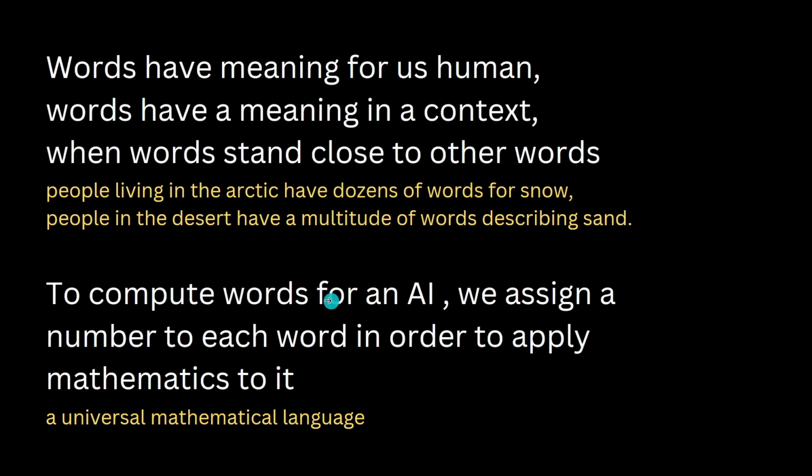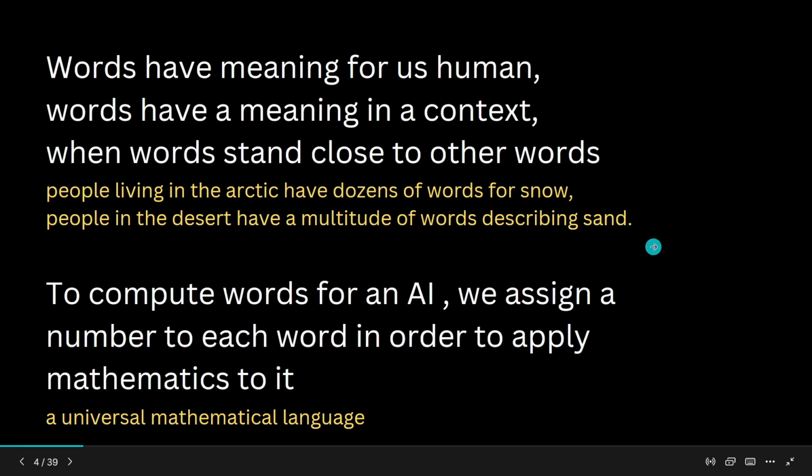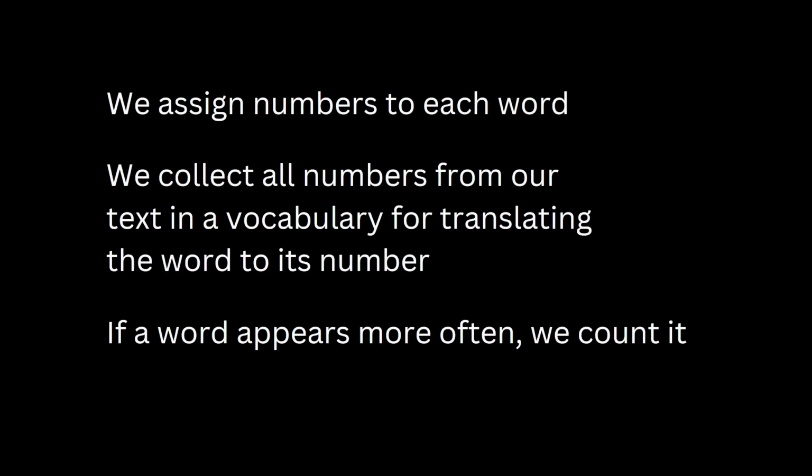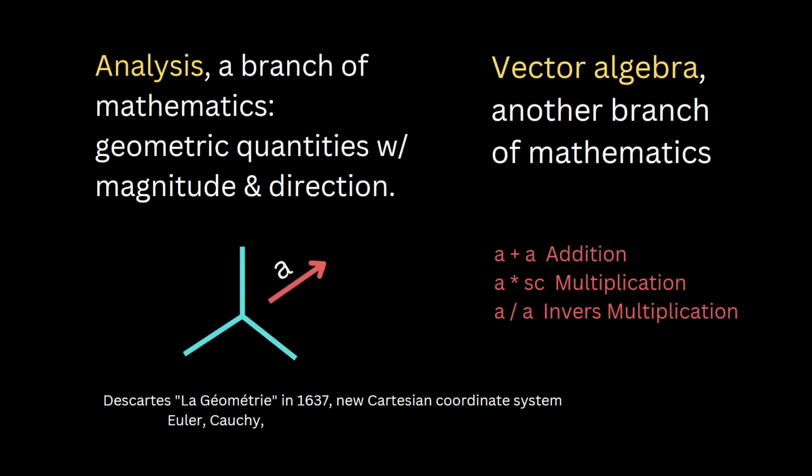So to compute words for an artificial intelligence who has no idea of English, we assign a number to each word in order to apply mathematics to it. So to have a universal mathematical language. And the first thing is statistics. We assign a number to each word. Then we collect all numbers from our text in a vocabulary for translating now from the word to a numerical value. And if a word appears more often, we have another counter. Now, it is easy, but we want to apply AI to it. So let's have a closer look at this.